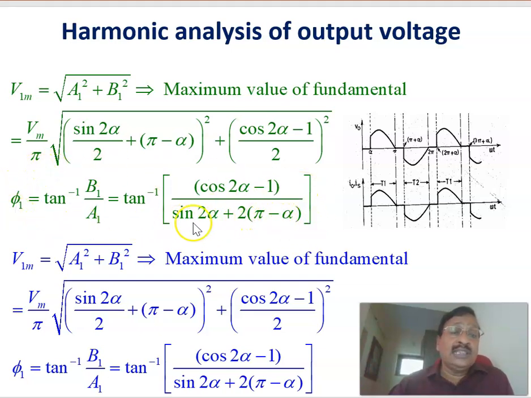Therefore, this is the phase shift for the fundamental, and the maximum value of the fundamental is given by this. The maximum value of the fundamental is given by the square root of A1 square plus B1 square, which we derived and which is equal to this expression. Similarly, the phase shift of the fundamental, phi 1, is given by tan inverse B1 by A1. This is the phase shift for the fundamental, and this is the maximum value of the fundamental. Of course, the RMS value of the fundamental is equal to the maximum value of the fundamental divided by root 2.